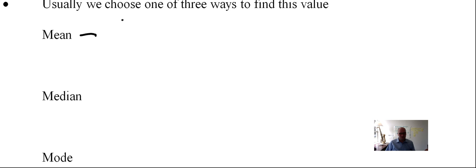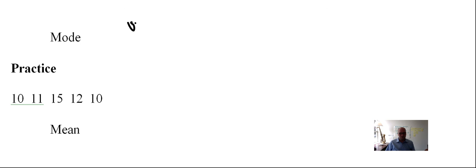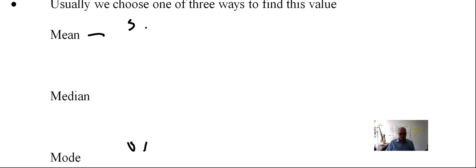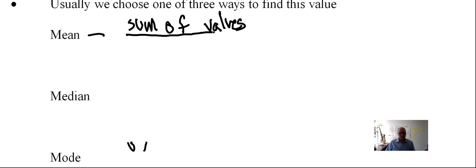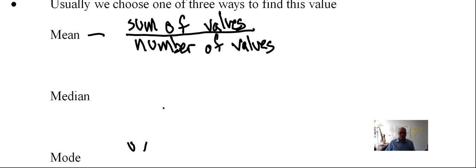So the mean is just what we're used to seeing: the sum of the values divided by the number of values, right? The count, or the number of values. So this is what we're used to finding when we talk about average.